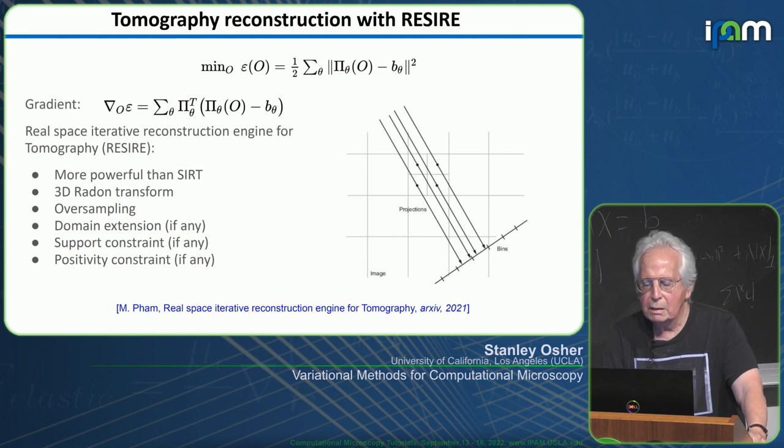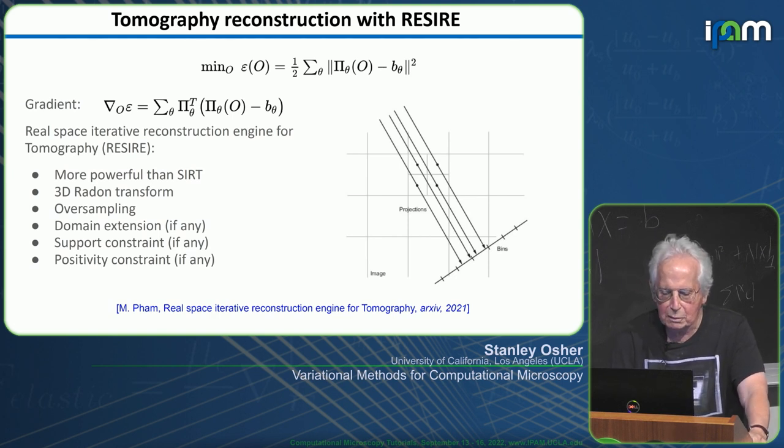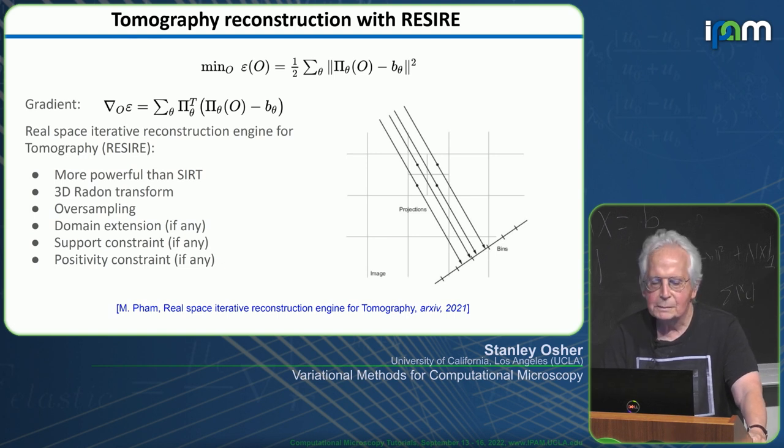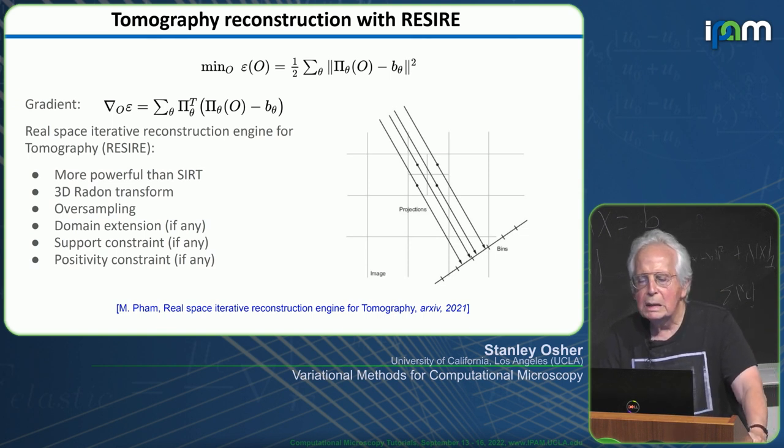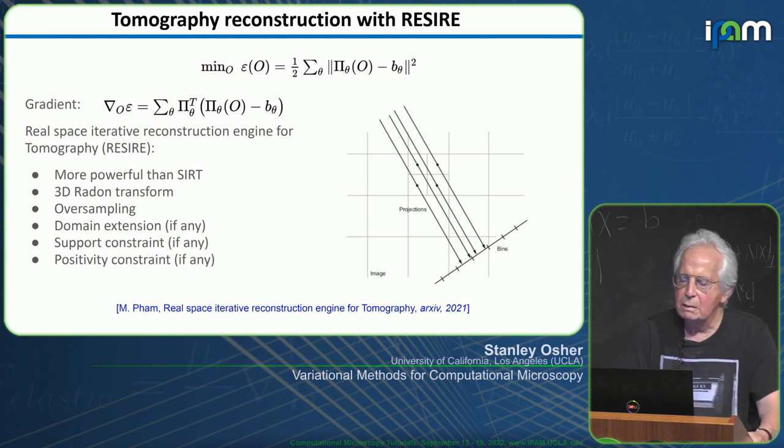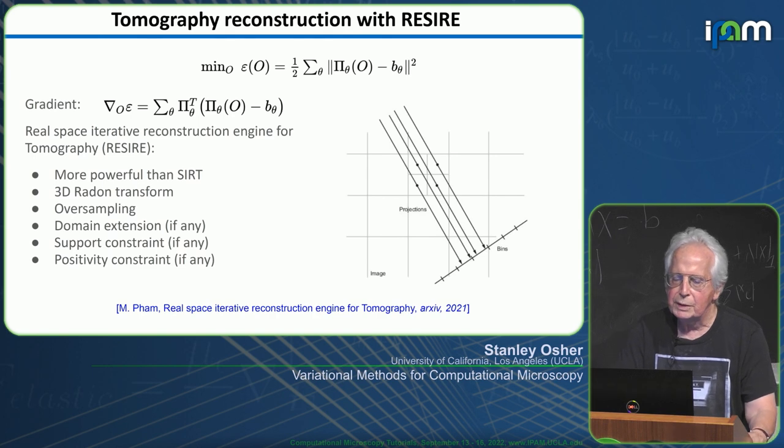Next. Here we go again. RESIRE. What does RESIRE stand for? A real space iterative reconstruction engine for tomography. Okay. And you have the gradient. So you want to minimize this thing, and you use the gradient as well. It involves 3D radon transform, oversampling, domain extension, support constraint, and positivity constraint. So once again, we have this not so involved L2 plus regularization type optimization. Let's go.